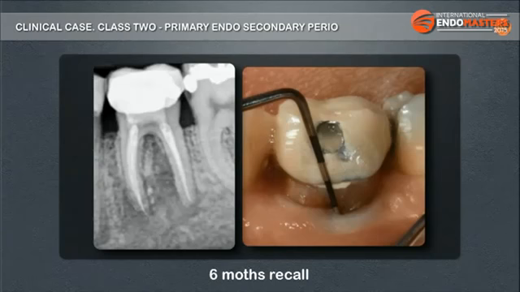Here is the 6 months recall of the case. Patient is asymptomatic. Radiographically, periapical and furcation lesions are decreasing in size. Clinically, you can see a recession of 3 mm and a pocket of 2 mm and absence of bleeding on probing.